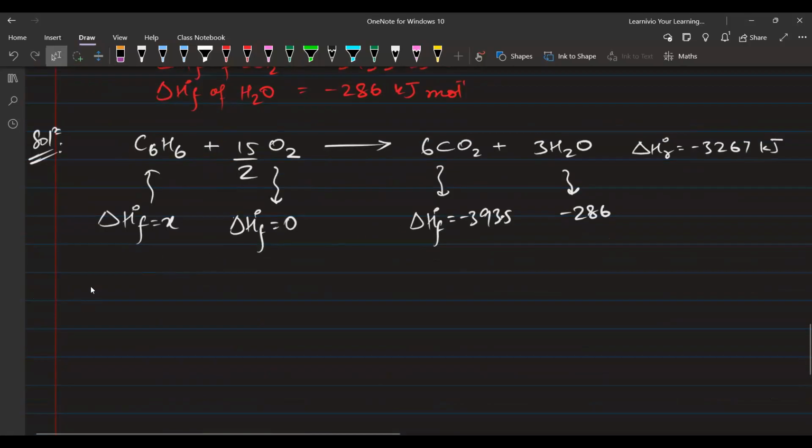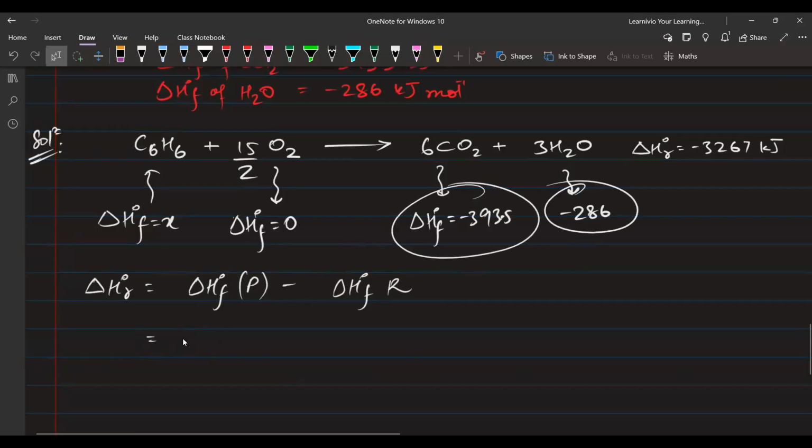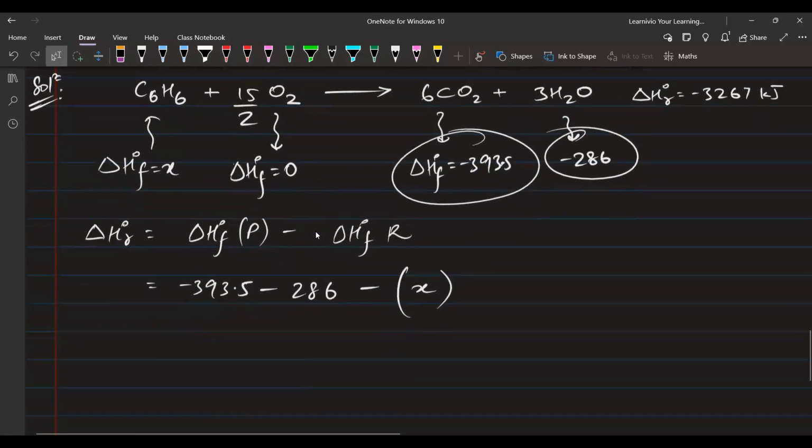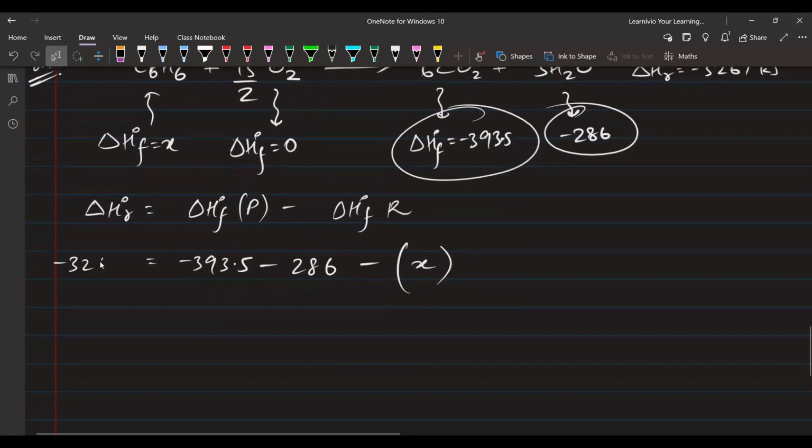Now here we know that the enthalpy of a particular reaction is equal to the enthalpy of the formation of products minus the enthalpy of the formation of all the reactants. So look here carefully, enthalpy of products, that means this and this data will be there as it is, minus 393.5, minus 286. Now minus, now we are going to write for the reactant. In the reactant, you have only C6H6, which is X, because enthalpy of the formation of an atom is equal to 0, and this complete enthalpy of reaction is given as minus 3267.